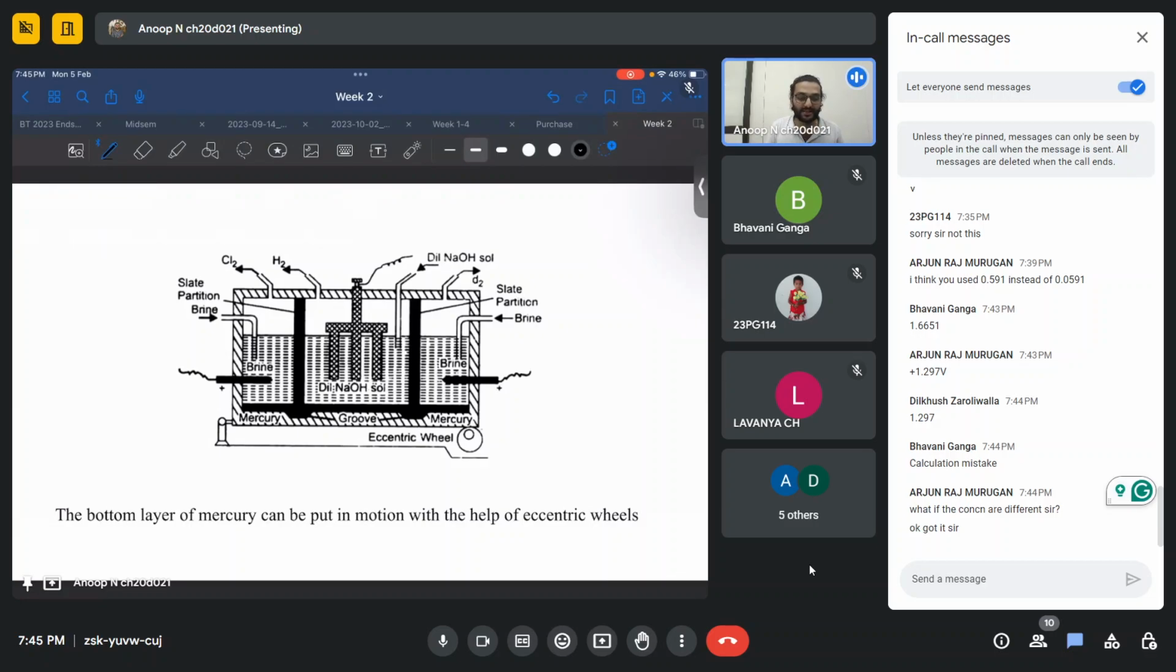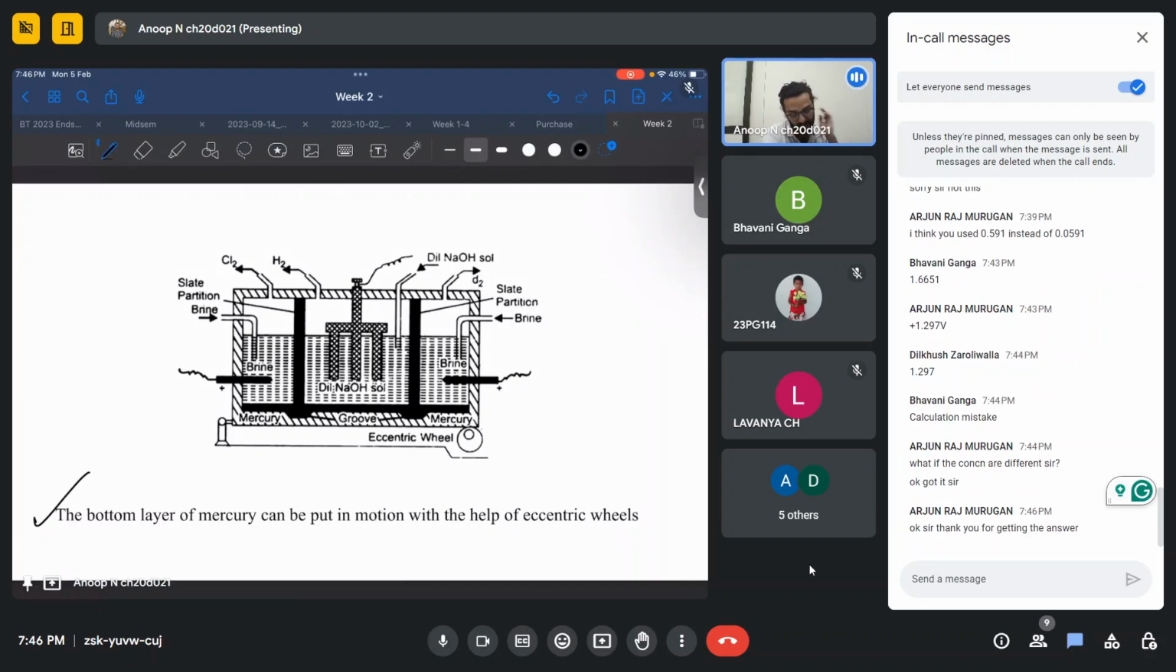So it's an old process. I went through the internet and I got the answer. Since someone asked, I put the answer. It's not that important from the chemistry perspective, but still it's good to know. That was a good question, so I also went back and checked. The answer is just to put the liquid mercury at the bottom in motion, to give a little movement to that liquid mercury.